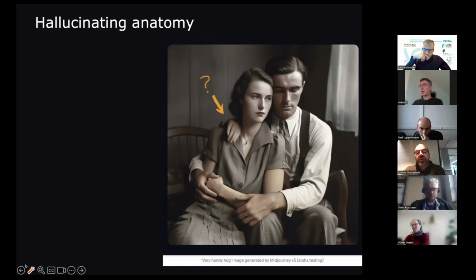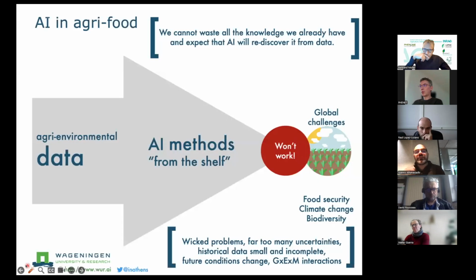And this is where these two things summarize my point. While this approach sometimes works, if we want to address global challenges, it's not going to work. This is because we cannot waste all the knowledge we already have and expect to rediscover it from data, because we don't have a lot of data. And even if we do, it's not guaranteed that it will be rediscovered in the right way. The other thing is that we're interested in future conditions where we have scale interactions and far too many uncertainties. So we need to correct for these things.